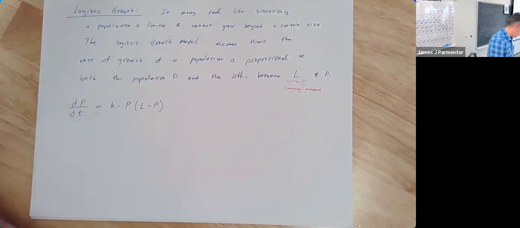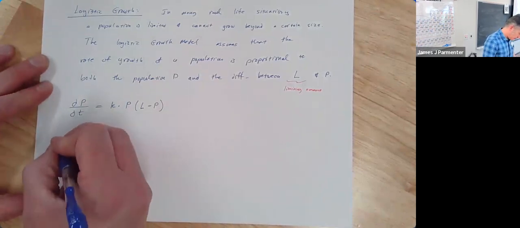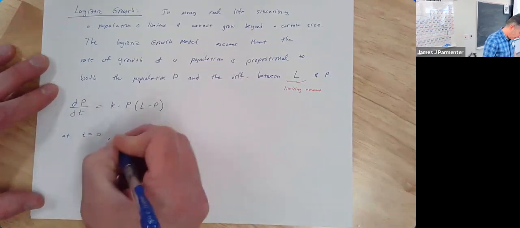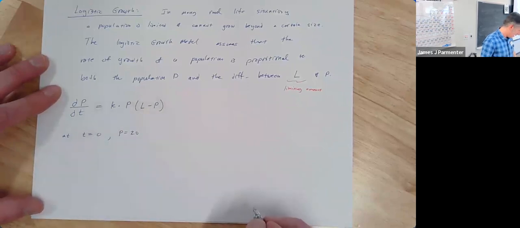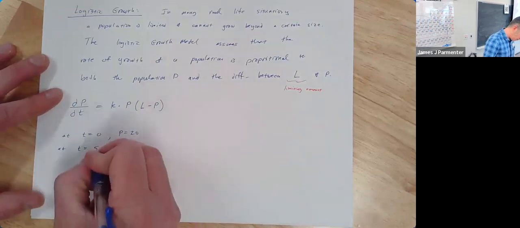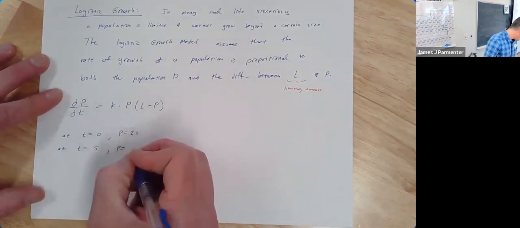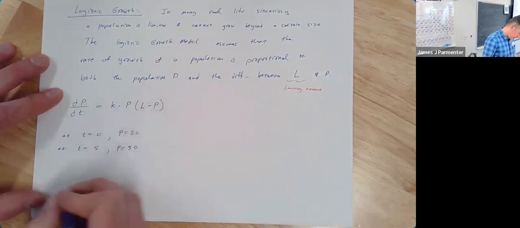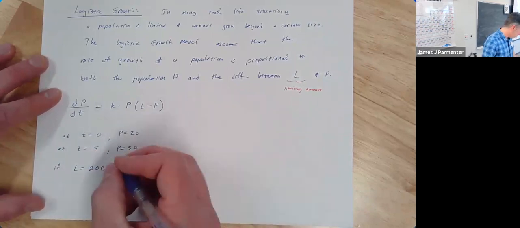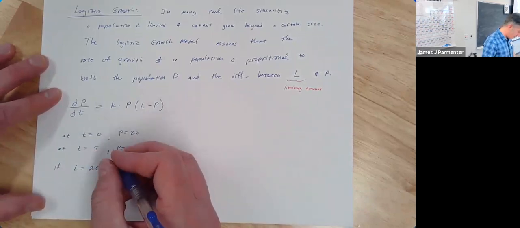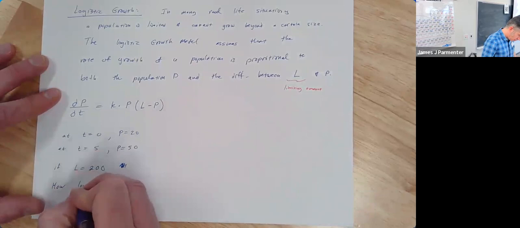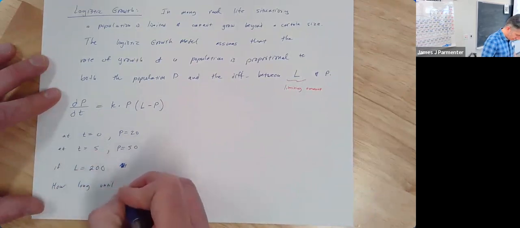So, for example, imagine this situation: we know that at time equal to 0, the population of wolves is 20. Later on, at time equal to 5 years, the population of wolves has increased to 50. If the limiting value is 200, how many wolves are there going to be? Or I should say, how long until we get to 190 wolves?